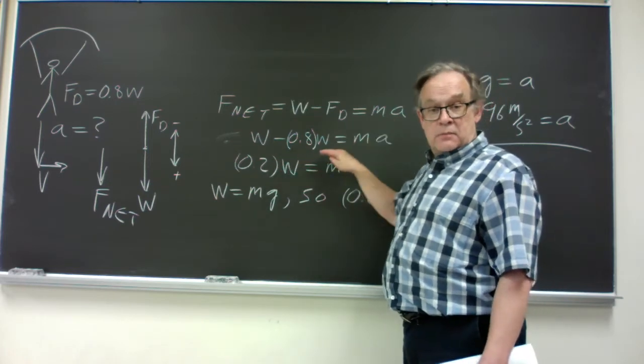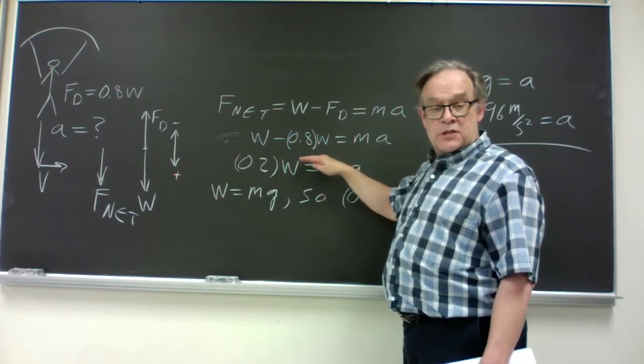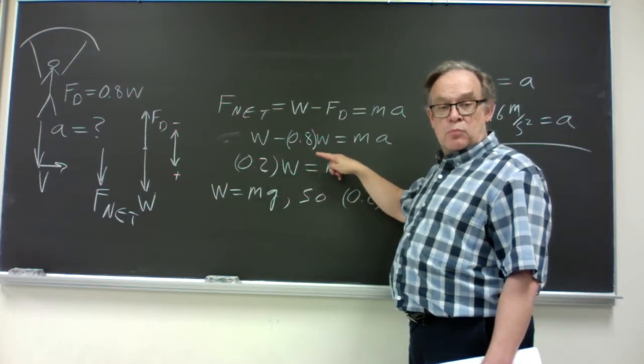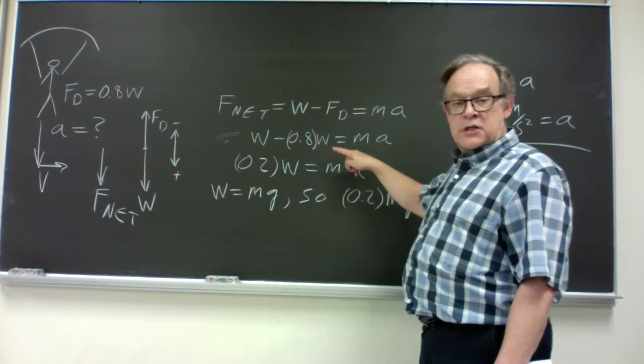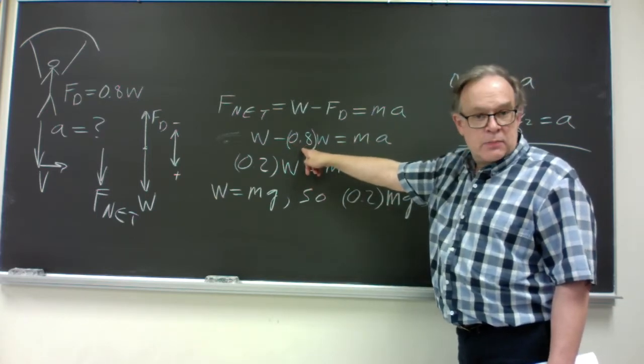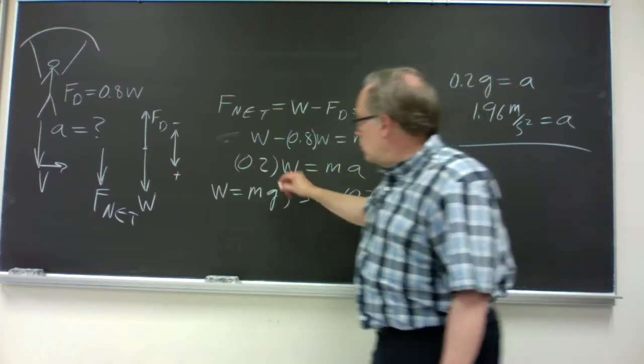Now we use the fact that the magnitude of the drag force is 80% of the weight, so we have weight minus 0.8 weight, that's the drag force, equals mass times acceleration, or subtract away 80% of the weight, and you've got 20% of the weight.